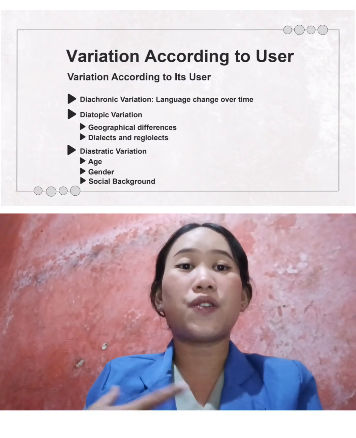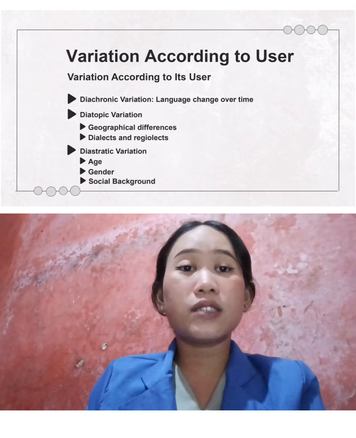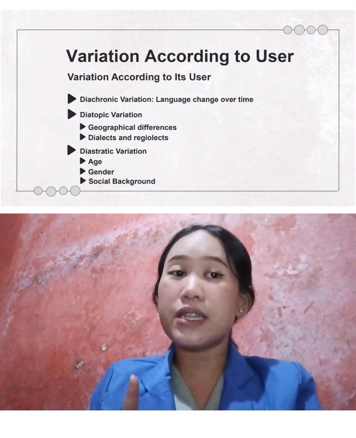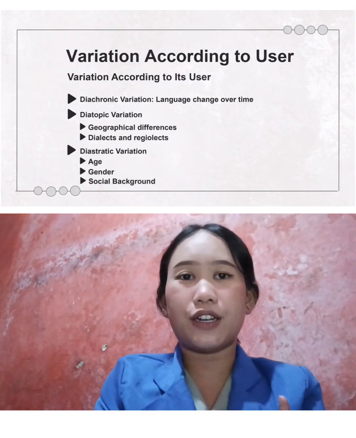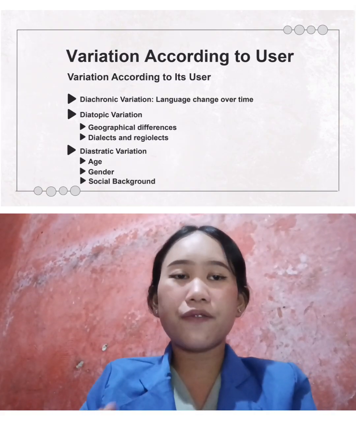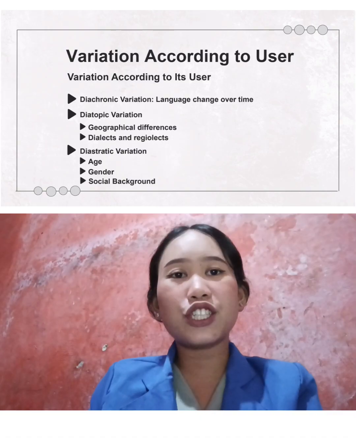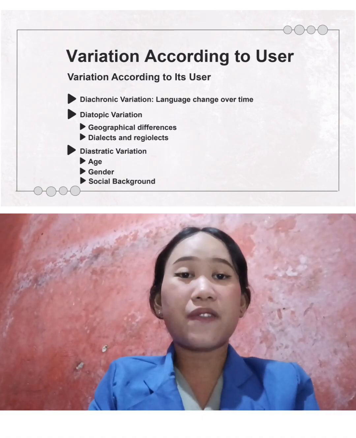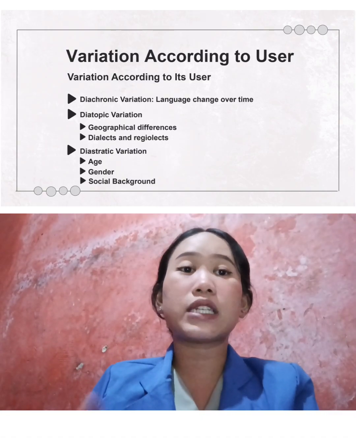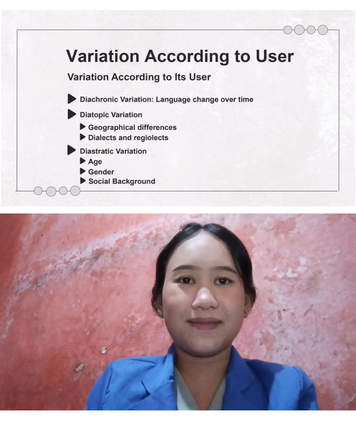Diachronic variation shows how language changes across generations. Diatopic variation shows how language differs from one region to another. Diastratic variation shows how language reflects social background such as education, profession, age, and gender. And these variations prove that language is closely connected to social identity and social structure.